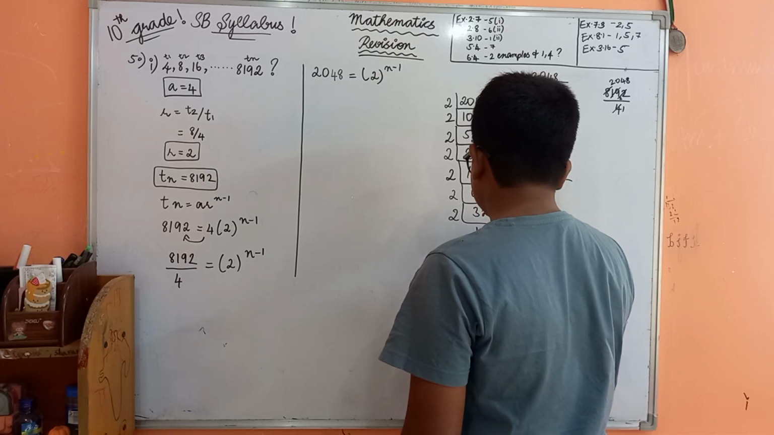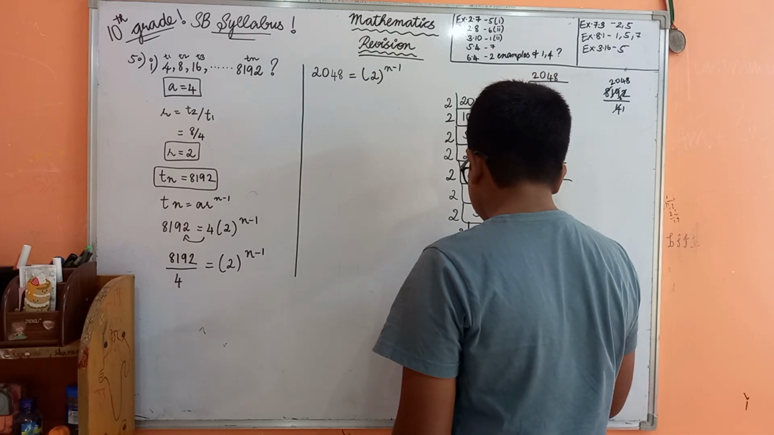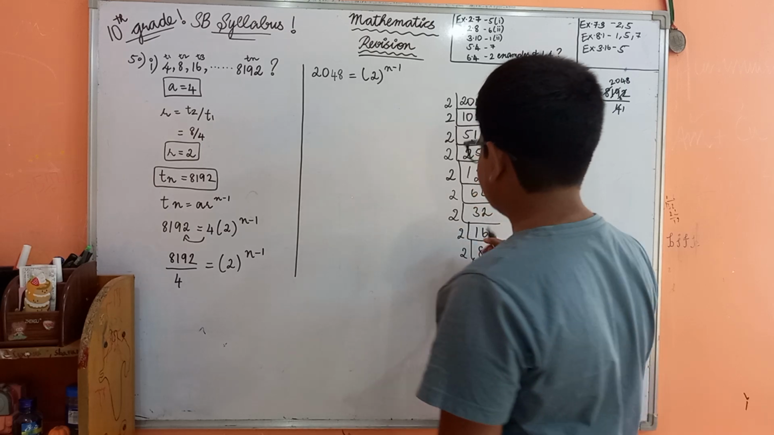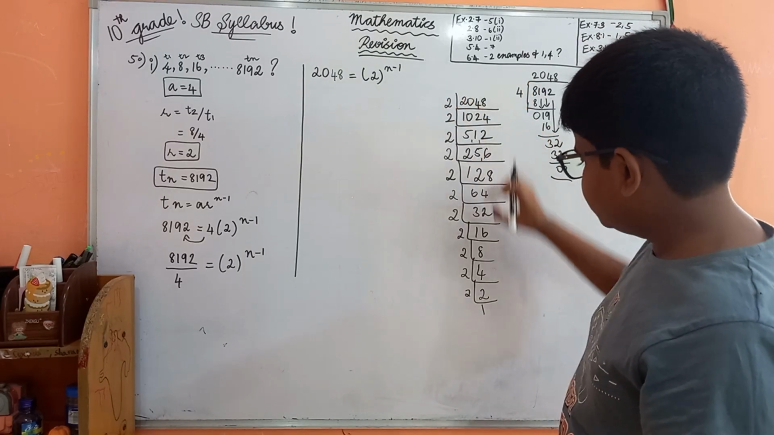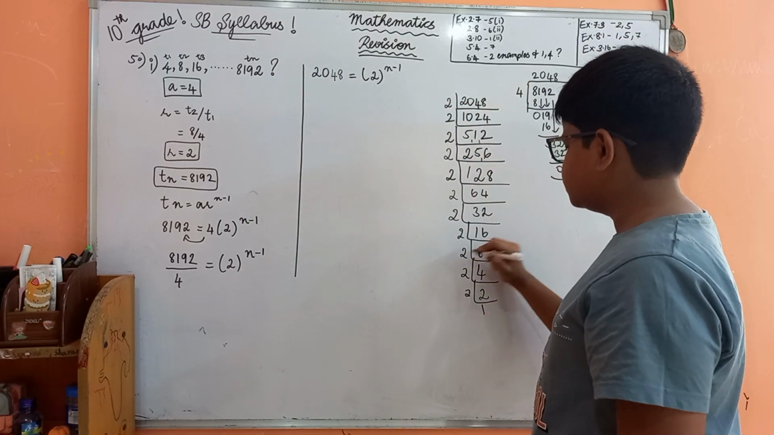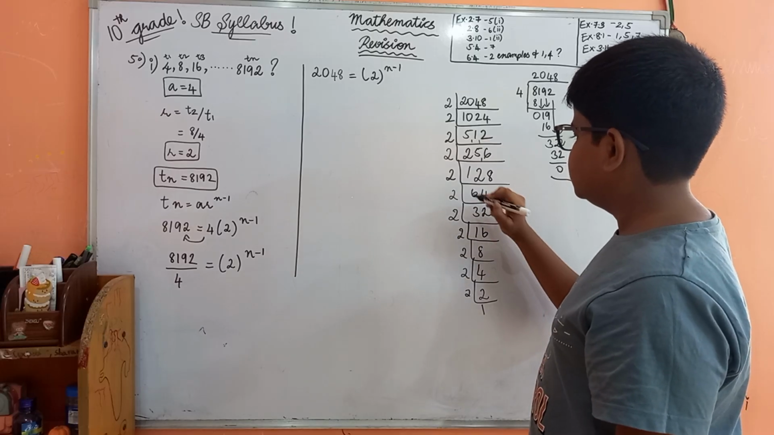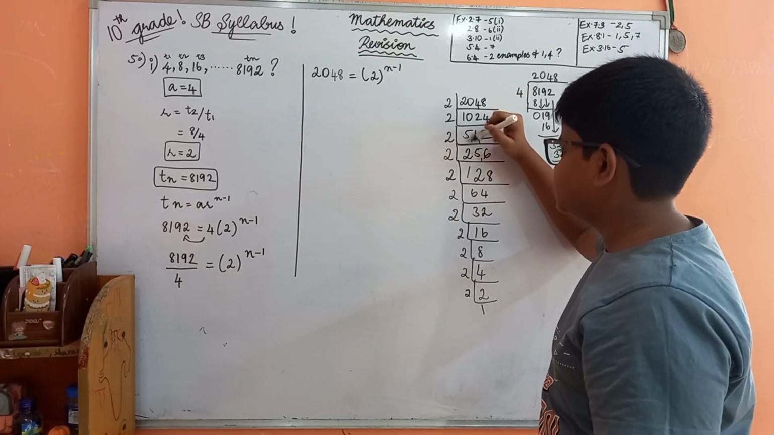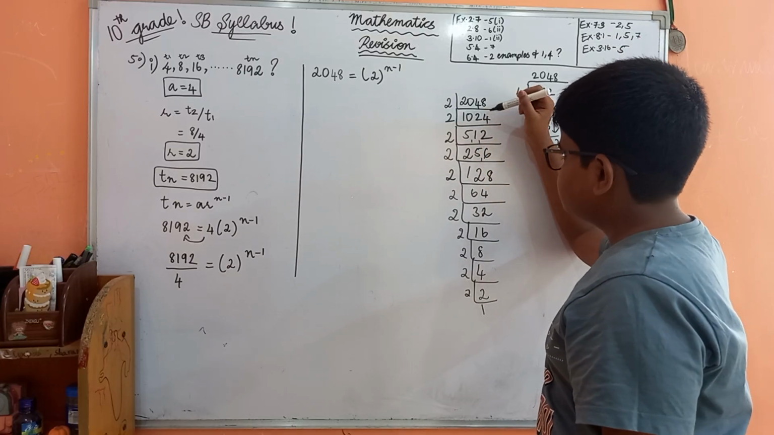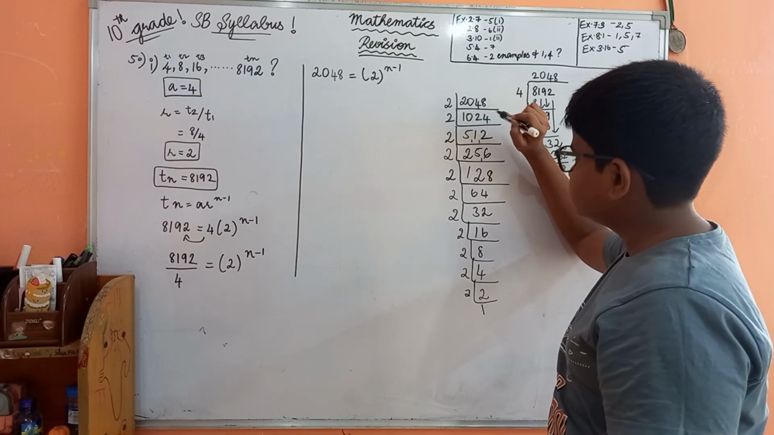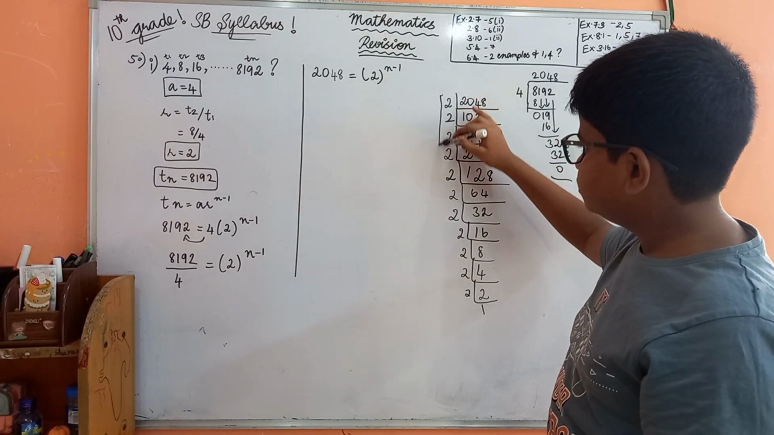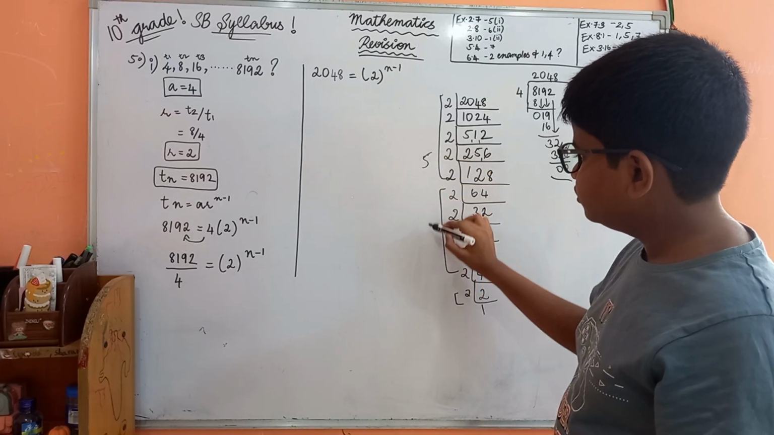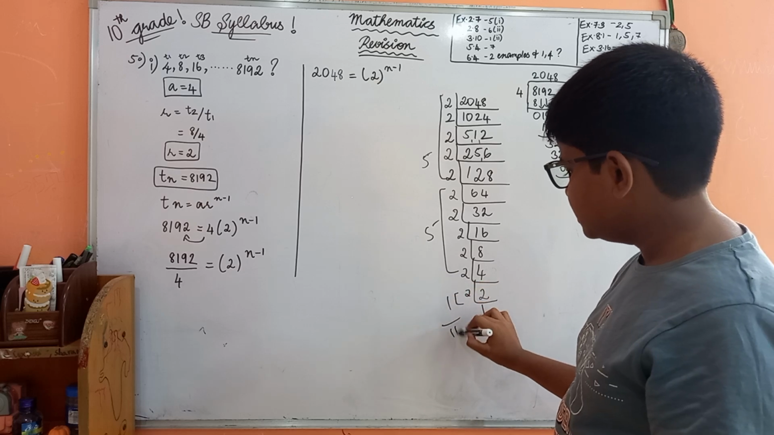So 2, 16, 2, 8, 2, 4, 2, 2, 2, 1. So how do you know if you put this correctly? You check: 1, 2, 2 times 2 is 4, 4 times 2 is 8, 8 to 16, 16 to 32, 32 to 64, 64 to 128, 128 times 2 is 256, 256 times 2 is 512, 512 times 2 is 1024, 1024 times 2 is 2048. So we count how many 2s: 5, 5, 1 makes 11.